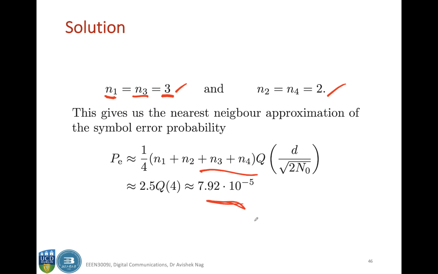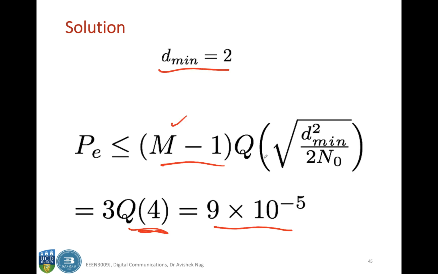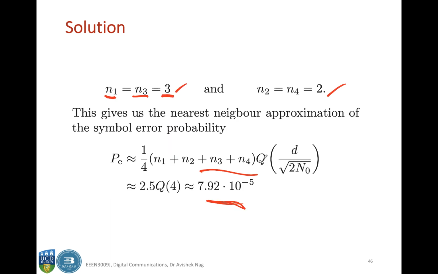So see, union bound gave us 9 into 10 to the power minus 5. Nearest neighbor gave us 7.92 into 10 to the power minus 5. So nearest neighbor always gives you a better approximation, a tighter value, closer to the exact value.